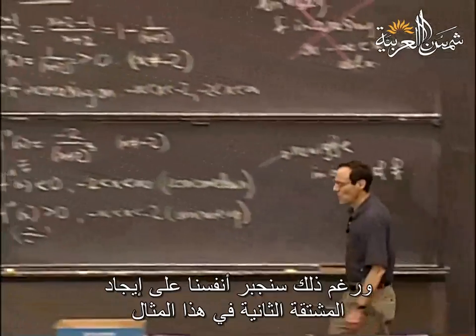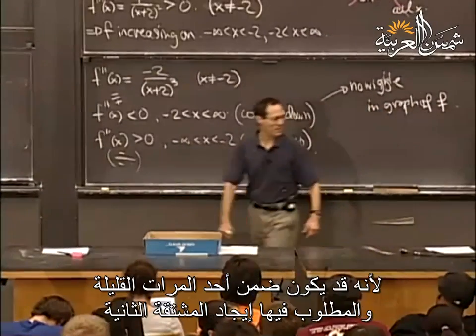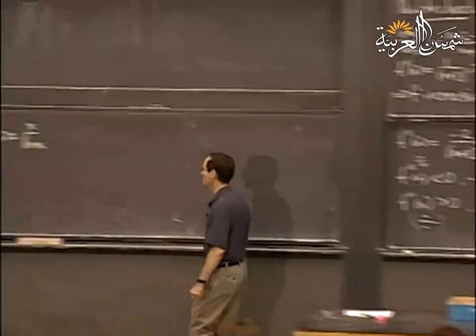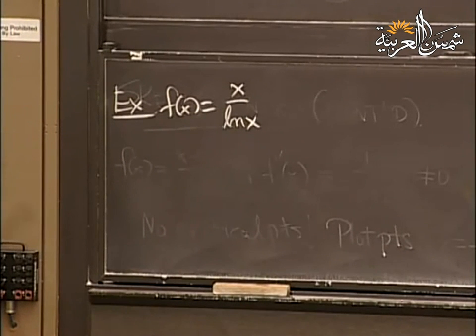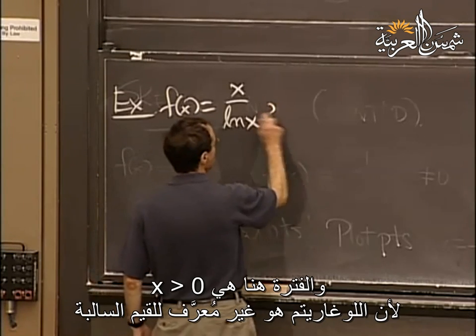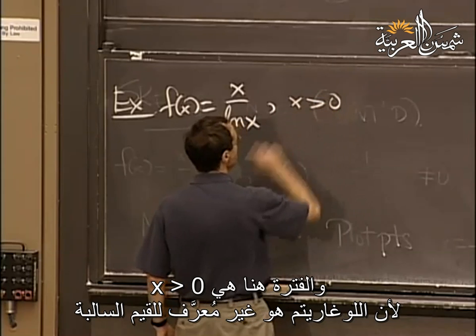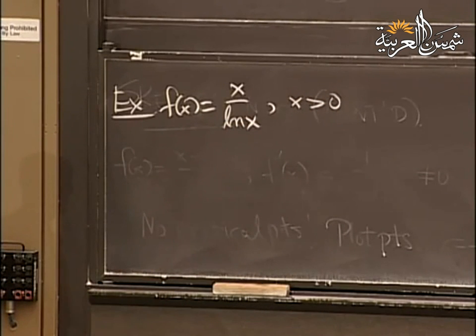All right. So we're going to force ourselves to do step 4, however, in this instance. But maybe this will be one of the few times. All right. So here we go, just for illustrative purposes. So here's the function that I want to discuss. And the range has to be x positive because the logarithm is not defined for negative values.